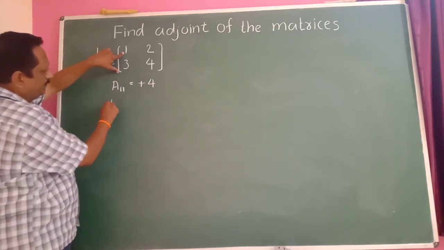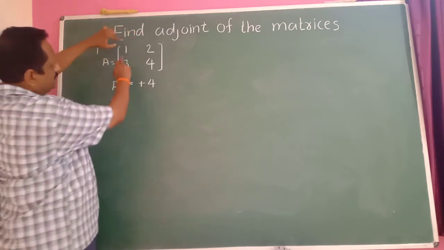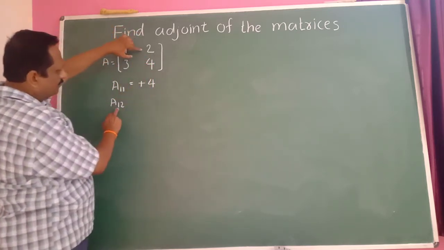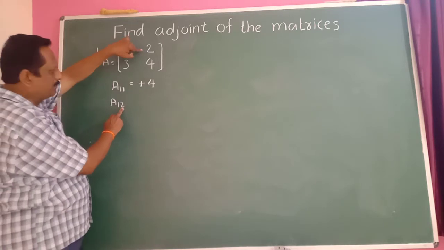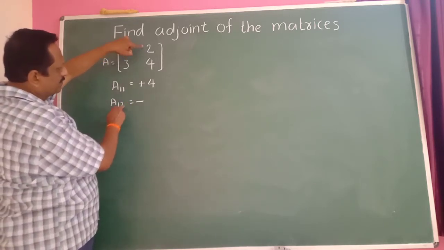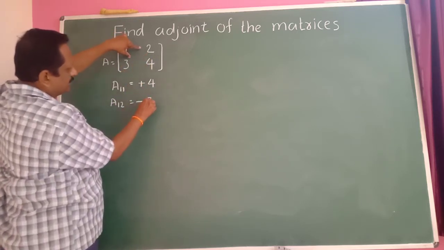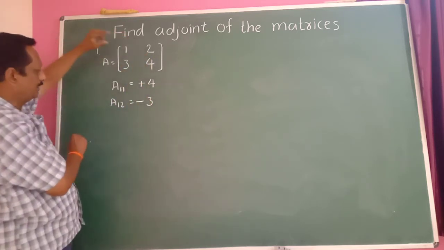Then A12. A12 means the cofactor of this element. This is in the first row, second column. 1 plus 2 is 3, an odd number, so write a minus sign here. Deleting the first row, second column, the remaining is 3 here. So write 3. Minus of 3.